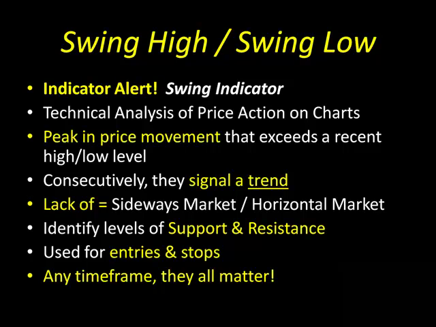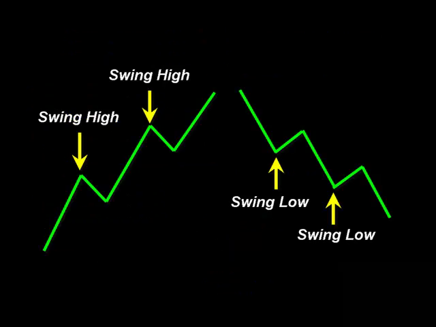If we don't see new swing highs and new swing lows, we of course have sideways markets and we want to be careful. We identify these as support and resistance. So swing highs and swing lows, as they're identified on our swing indicator, are used as support and resistance, and they're used for our entries, our stops, our targets, and pretty much on any time frame, they all matter. So whether using a 1-minute chart or a 10-minute chart, swing highs and swing lows are important things to be aware of. Now here's an example of what they may look like on your charts.